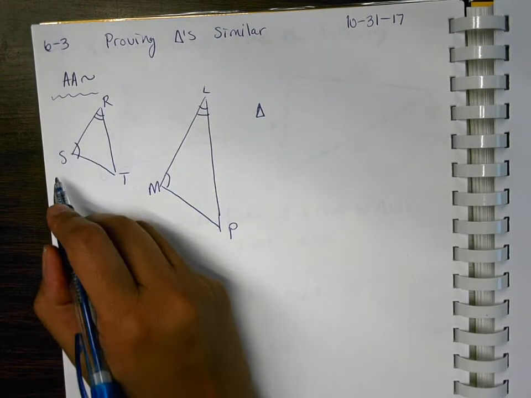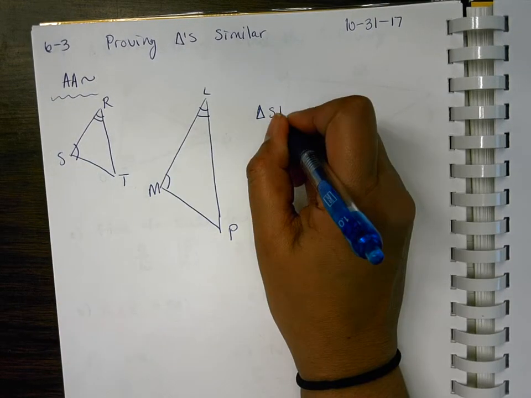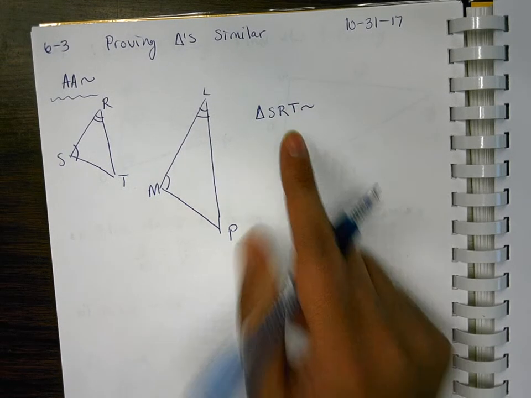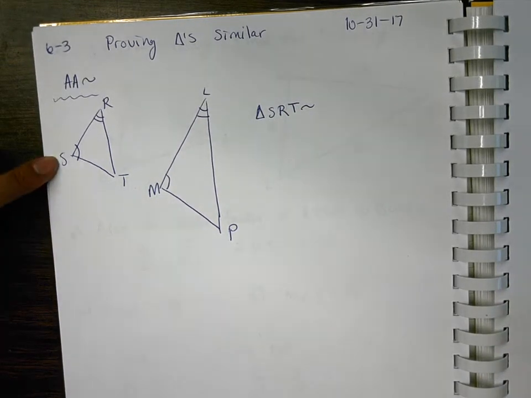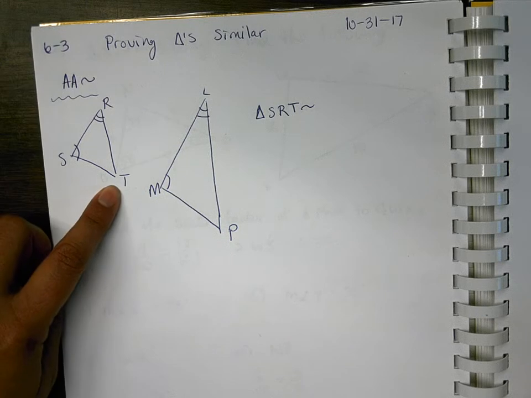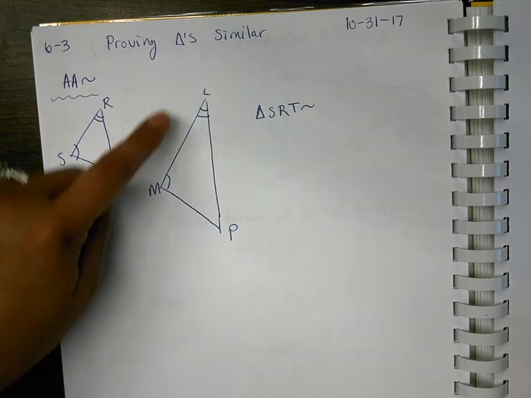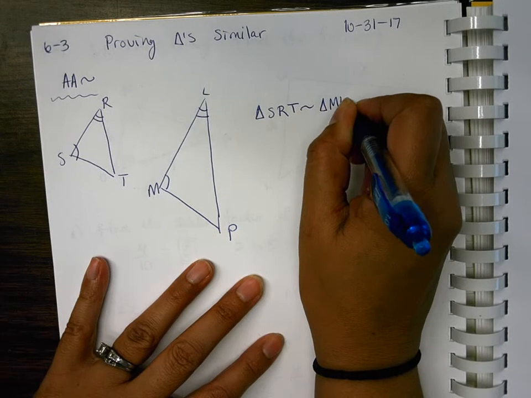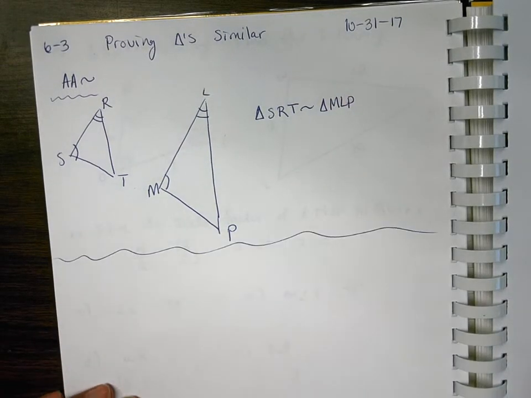So triangle SRT, similar with your tilde, and go in the same order. Single, double, no angle marking. What would that be? M, L, P. All right, questions before I move on?